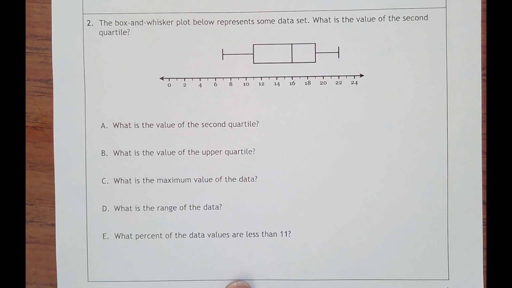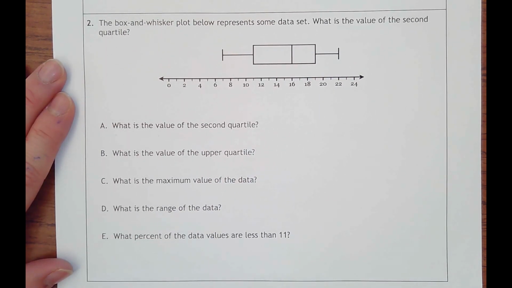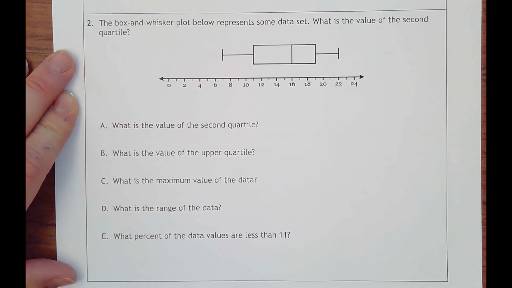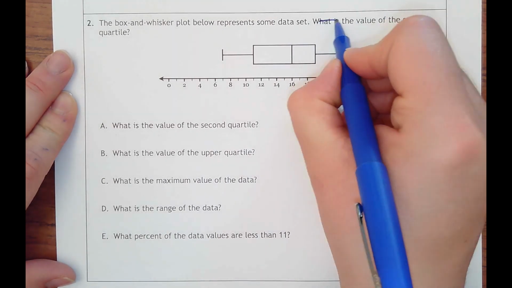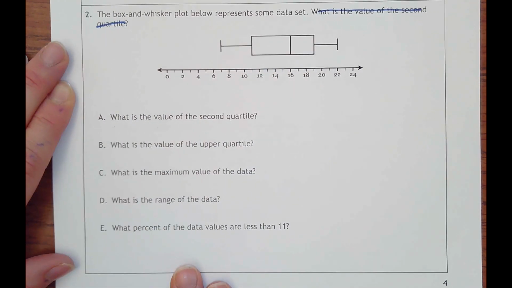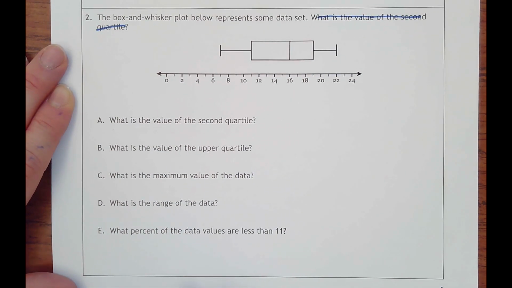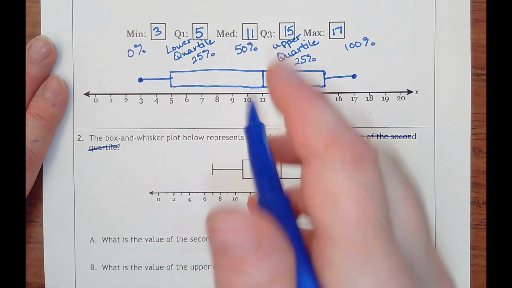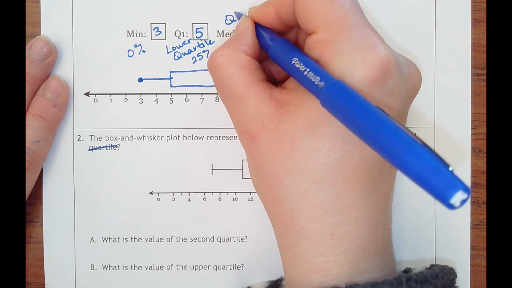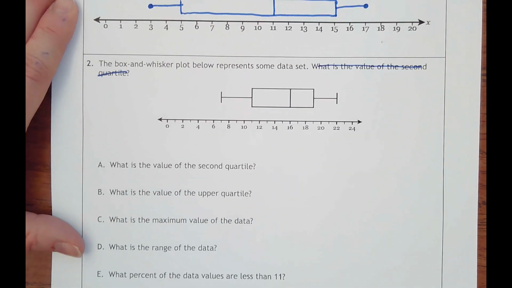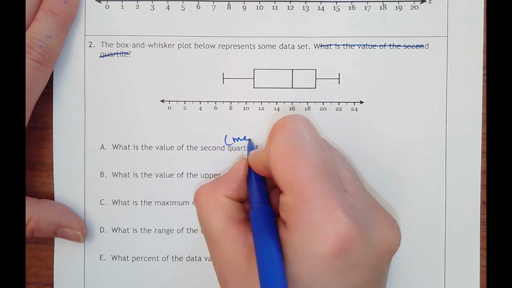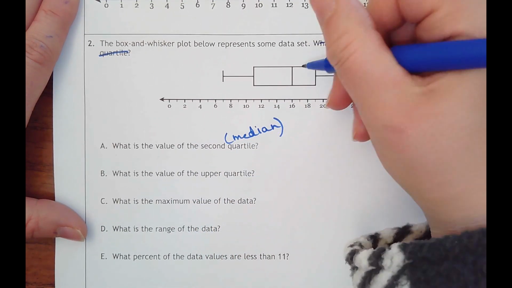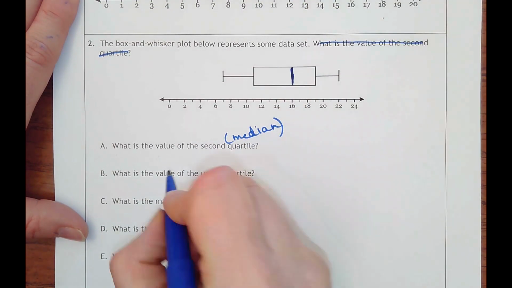Now let's answer some questions about a different one. It says the box and whisker plot below represents some data set. What is the value of the second quartile? I didn't mean to have that there. Whoops. I asked more questions down here. What is the value of the second quartile? So it's kind of misleading. Here we didn't see a second quartile. That's going to be your median. So just know that median can also be called second quartile. And that's going to be this line right here in the middle of your box. So that would be 16.